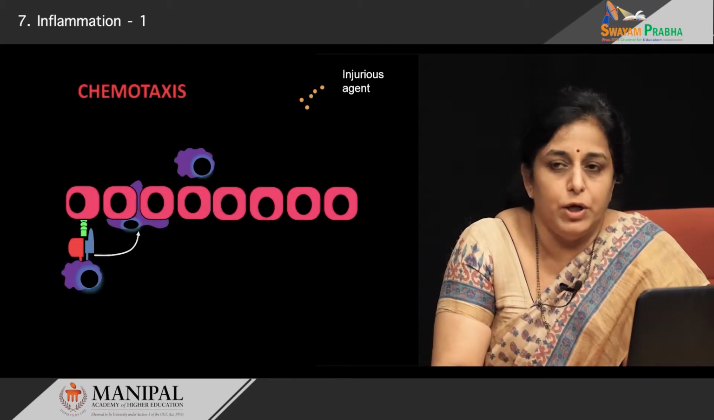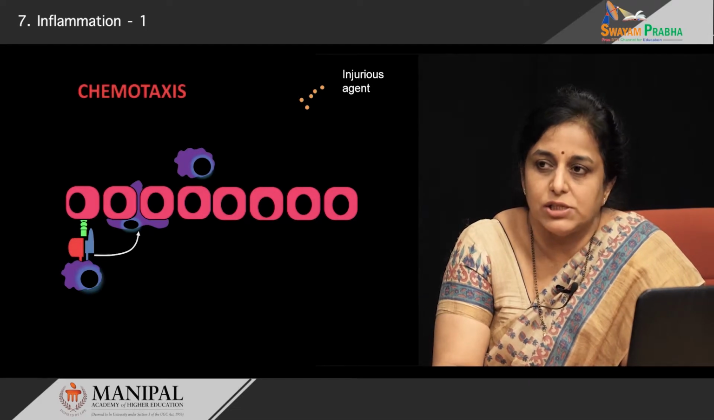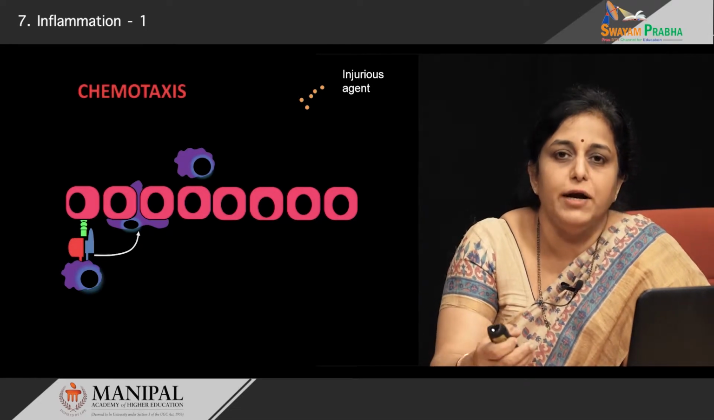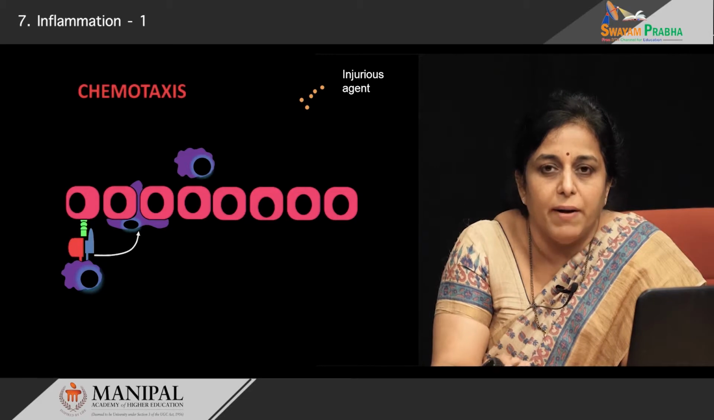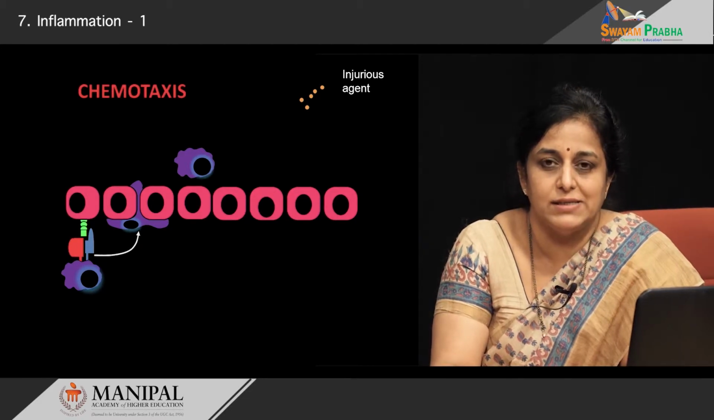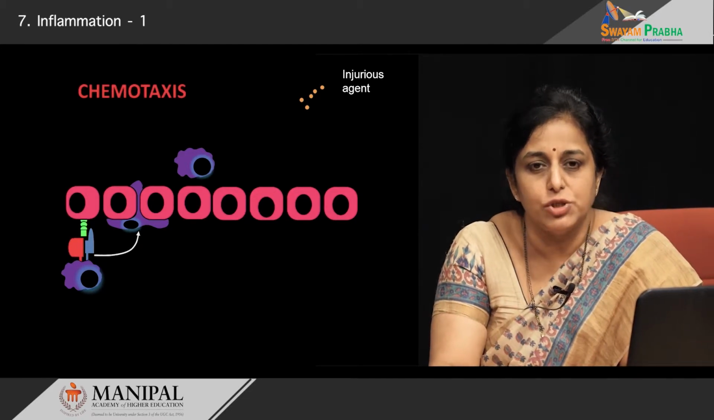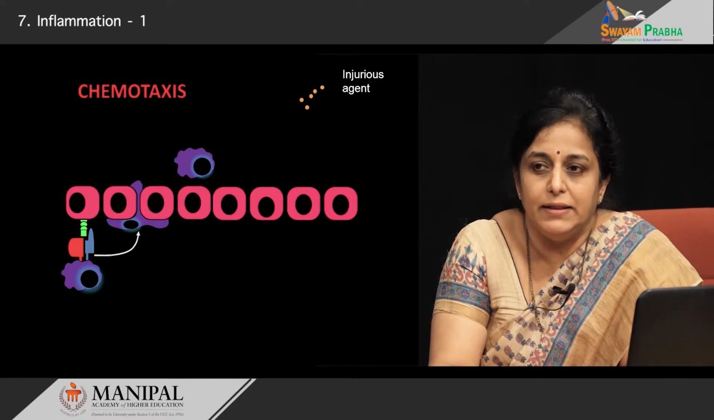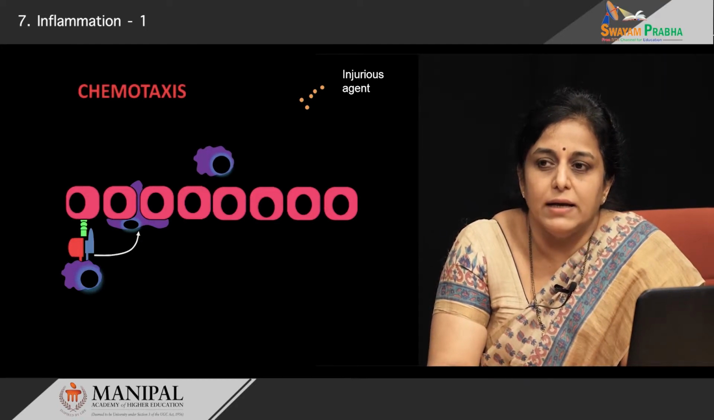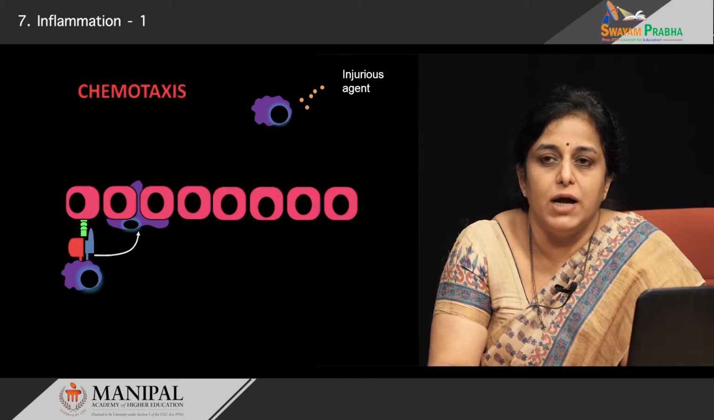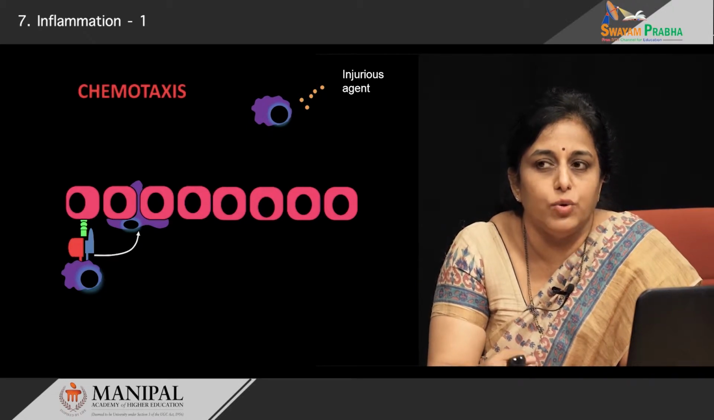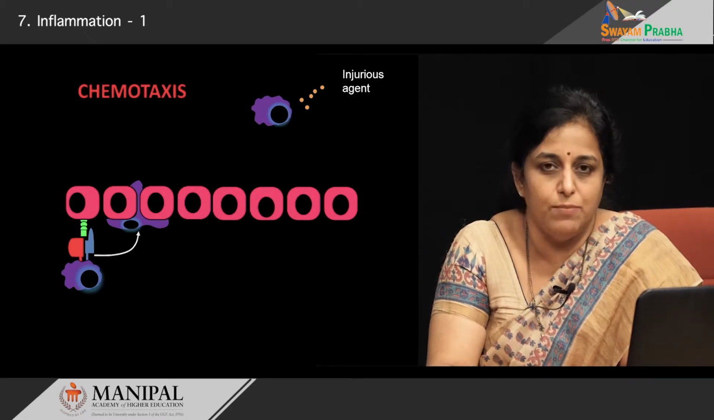Now, once they have come into the extravascular site, they have to move to the site of the injury, wherever the bacteria or any injurious agent is there. So, that is the purpose. They have to reach the site of injury and eliminate them. So, you can see the leukocyte now moves to the site of injury, and this movement of the leukocyte to the site of injury is called chemotaxis.